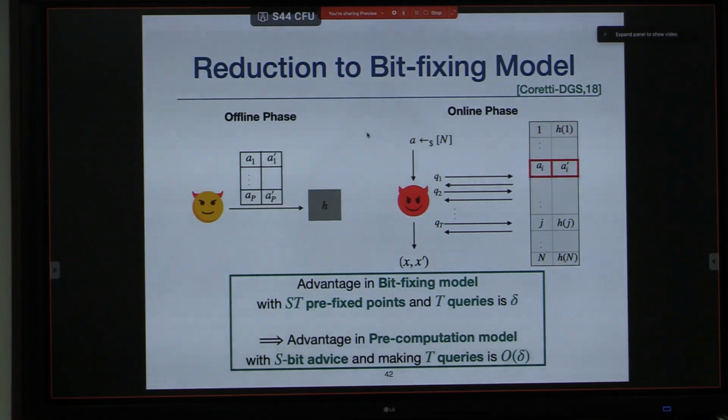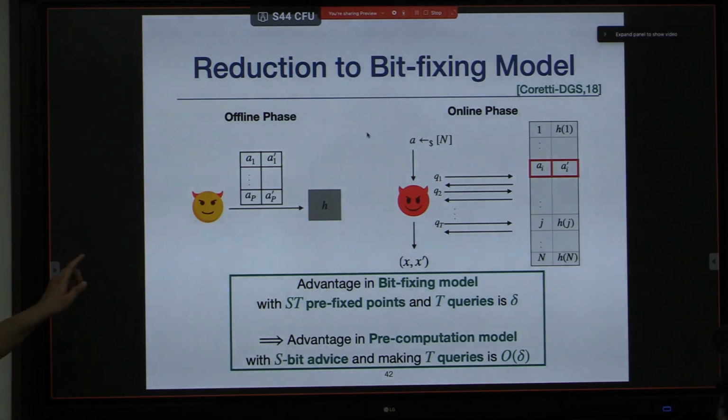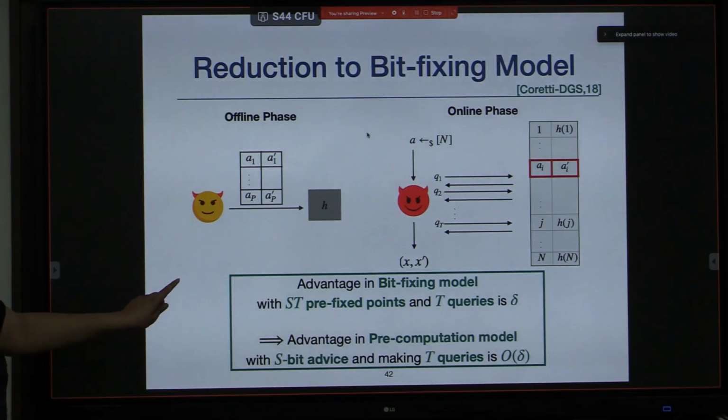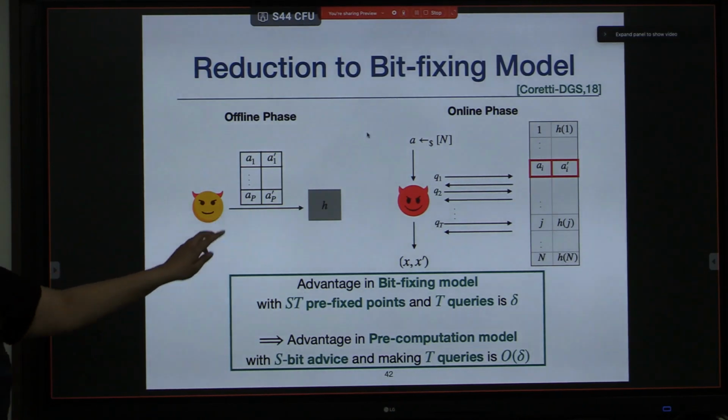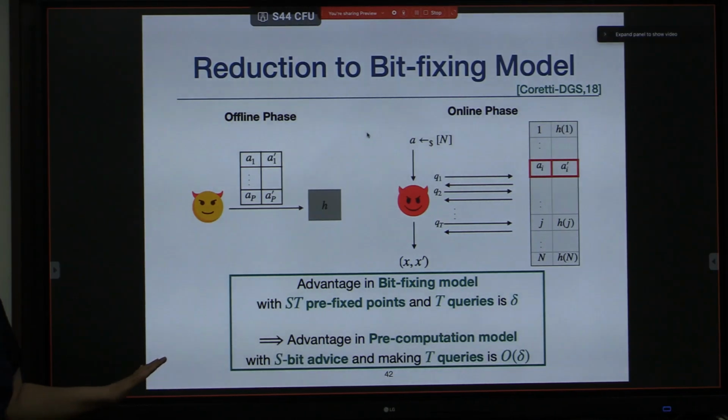And Coretti et al. showed that if P equals ST, where S was in the pre-computation model, S was the size of the advice, T was the number of queries, and then in the bit fixing model, if P equals ST and the adversary gets to make T queries, and the advantage is delta, then this implies in the pre-computation model where there is S bit advice and T queries made, the advantage is order of delta.